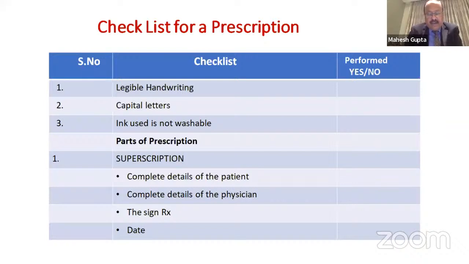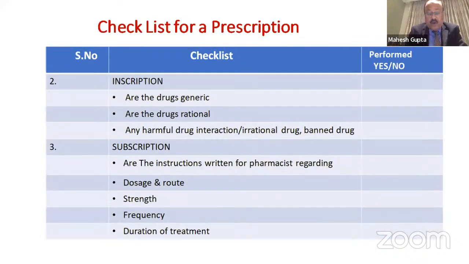Legible handwriting, capital letters, good quality ink, and see to it that all the parts of the prescription are complete. Next, please. Then look that the whole inscription part is also complete, that drugs have been written in generic names, that all the drugs are rational, and that any harmful drug interaction, irrational drug or banned drug must not be written at all. And then subscription, that is, all the instructions written for the pharmacist regarding dose, route, strength, frequency, duration of treatment, etc. Next one.